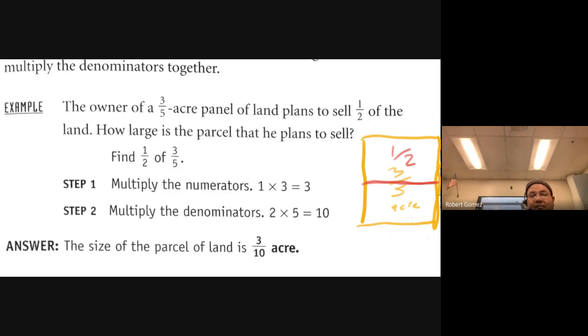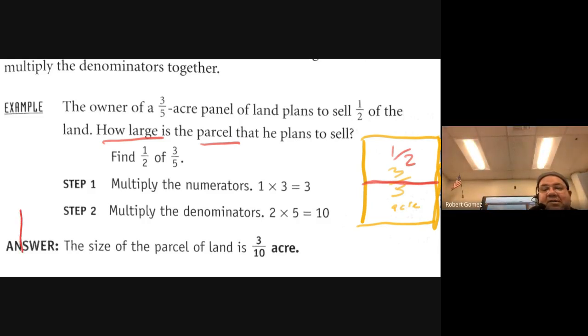Now, how do we figure out how large the parcel is that he plans to sell? Because we don't have that information. We know that the whole thing is 3/5 of an acre, but what is half of that, specifically? It's not one half, right? What is one half of 3/5? Yeah, exactly. So that's where the math comes from.